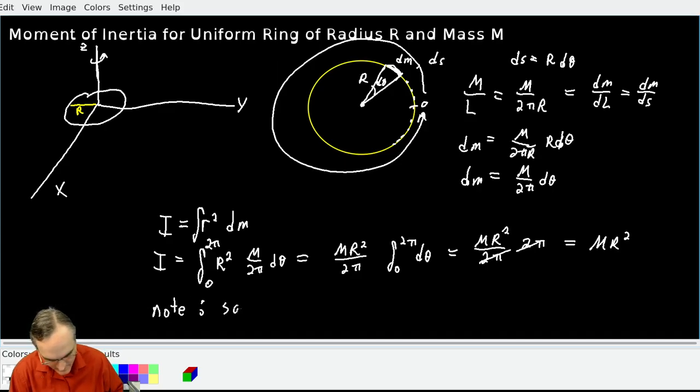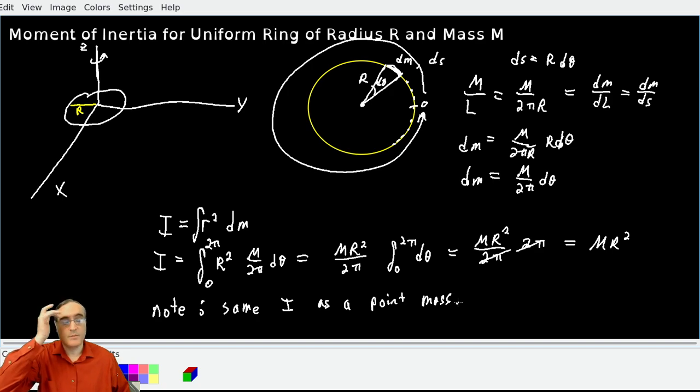And note, same I as a point mass. So the moment of inertia of a point mass that we found last time, well, before the rod actually, so a little bit further back than that, back when we first talked about rotational kinetic energy, the moment of inertia of a point mass is just mr squared, and so it is for a ring.